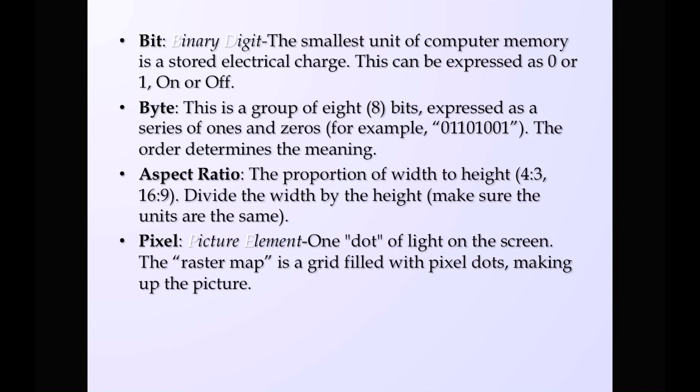A byte is a group of 8 bits expressed as a series of ones and zeros. For example, 01101001. The order of the ones and zeros determines the meaning.